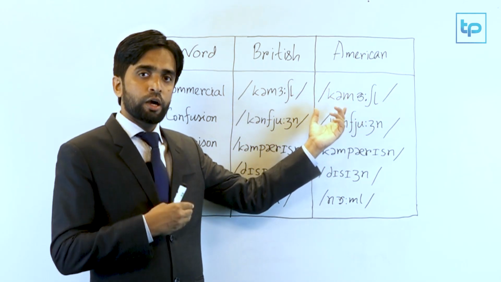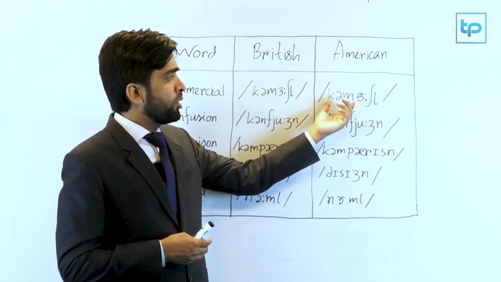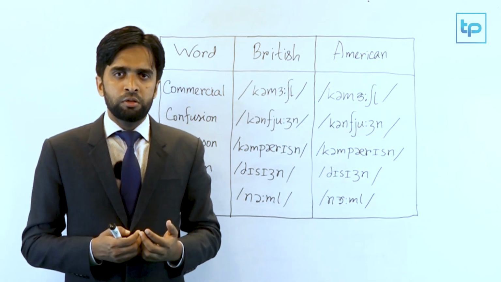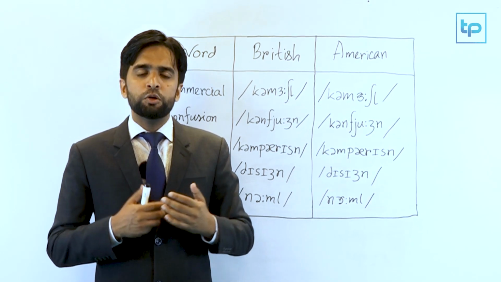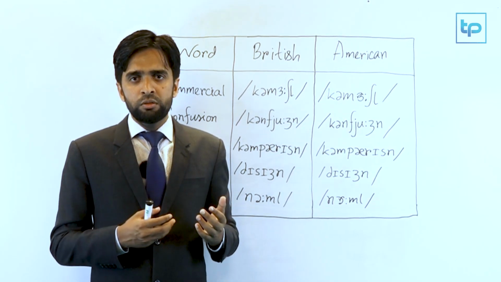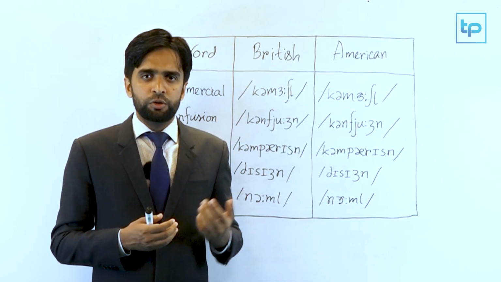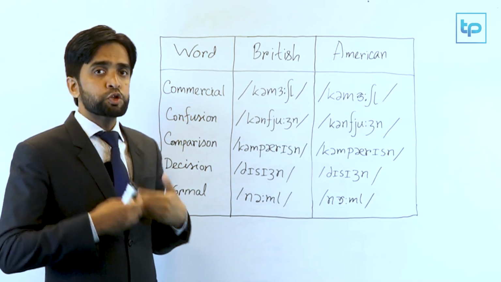an extra R with this word. They say ka, mo, sha, la. Commercial, commercial. Okay, so repeat after me. Commercial, commercial. And the next one is, we pronounce it as confusion, which is wrong.